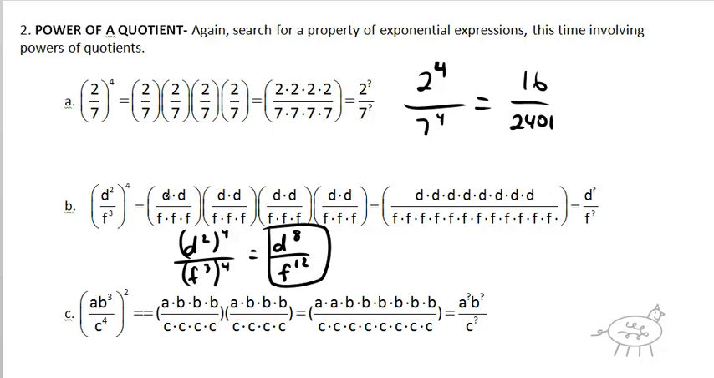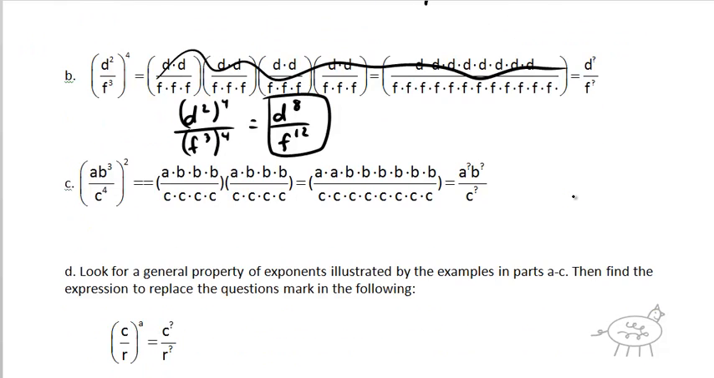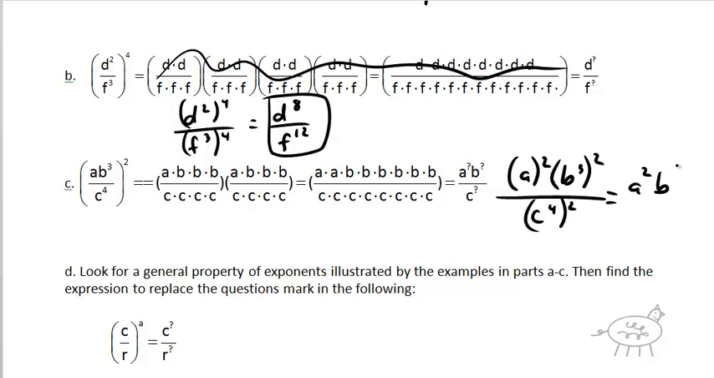Okay, this is, well, it's a lot of extra stuff, but you don't need to do that. So this next one, same idea, guys. See that squared? Make sure every term gets squared. So it's going to be a squared, it's b cubed squared, on the bottom is c to the fourth squared. That gives us a squared, b to the sixth over c to the eighth.